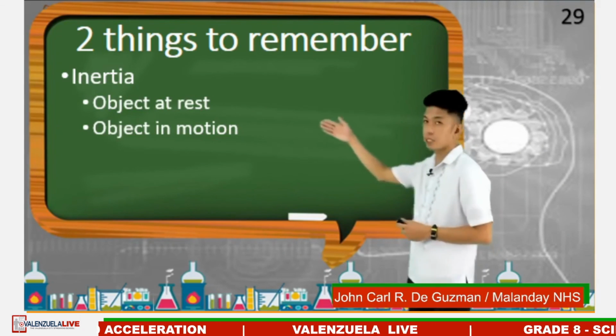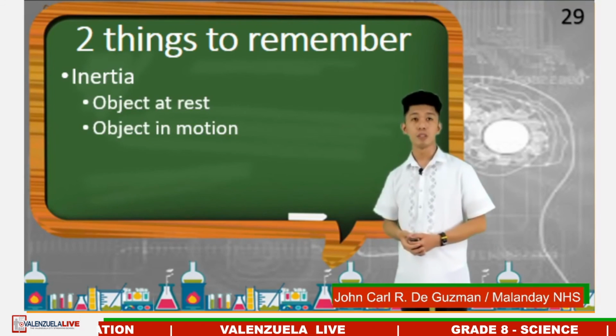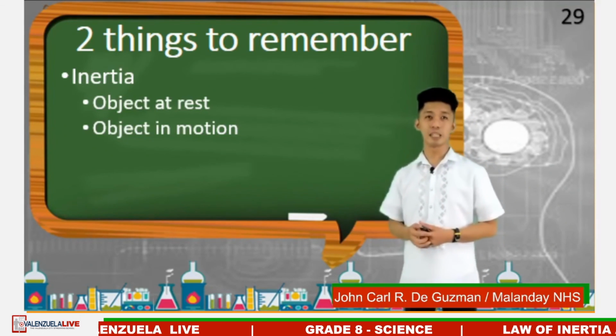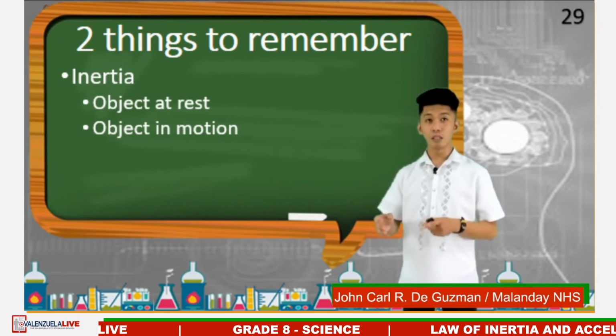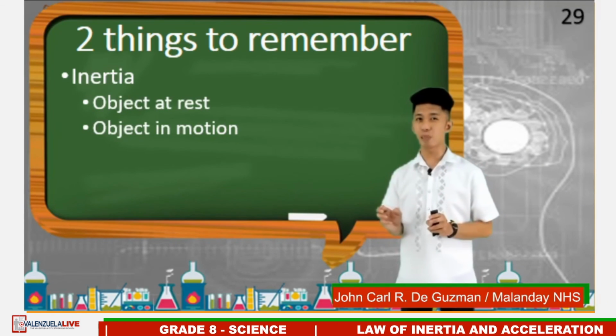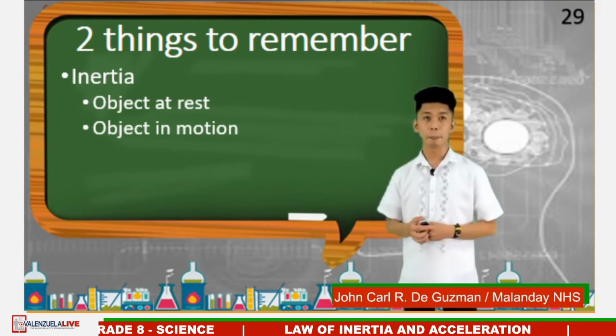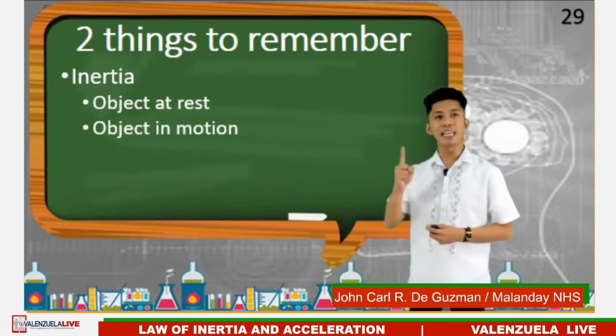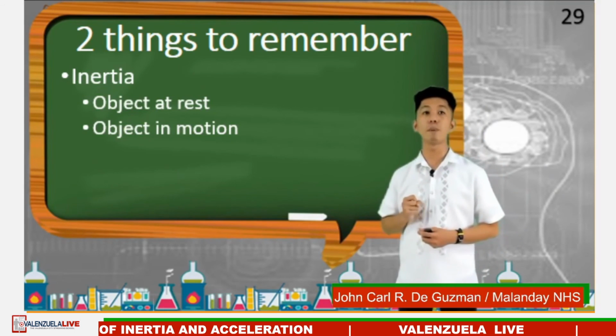Now, the second one is an object in motion. An object in motion will continue to move regardless of what happens. But it will stop moving not because the force is used up. No. It will stop moving because there is a frictional force that stops it.